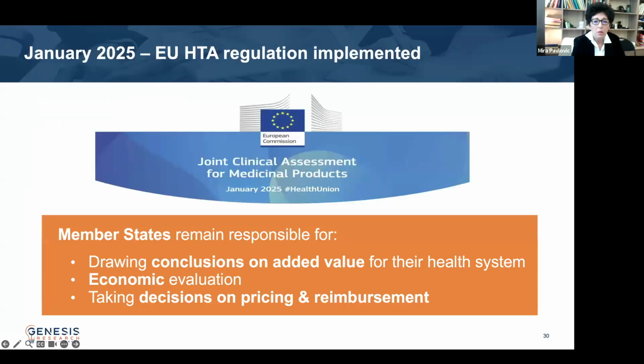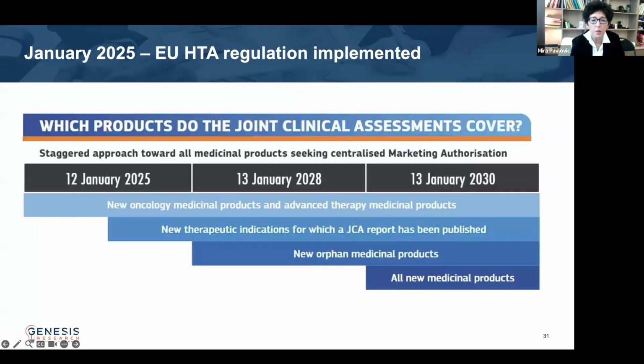So you know that from January we have mandatory assessment of oncology and advanced therapy drugs in Europe. So there is a common assessment, and member states will remain responsible for conclusions on added value and for taking decisions on pricing and reimbursement. As you probably know, from January it's all new oncology, advanced therapies, and then there are also some new therapeutic indications for oncology drugs, etc.